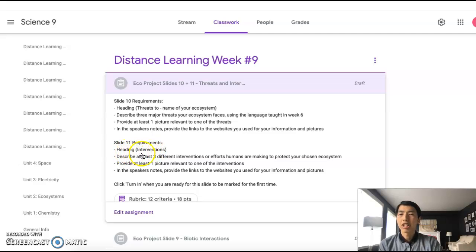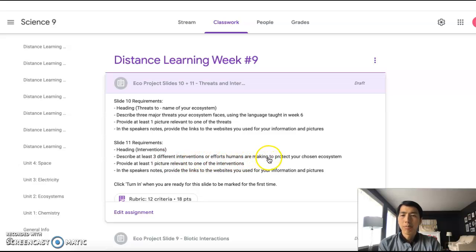And then slide 11 is going to be on interventions. So your heading will be interventions. So this is the efforts that humans are doing or undertaking to try to help this ecosystem or to protect this ecosystem against the threats that you just talked about. Now the interventions that you list, they don't have to match the 3 threats that you chose. Okay, sometimes it's hard to find that. Your 3 interventions can be targeting different threats.